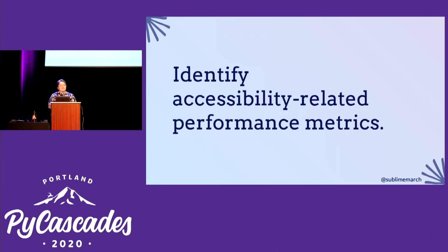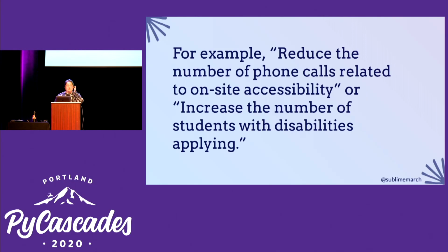I also recommend identifying accessibility-related performance metrics. That sounds so businessy. Maybe I should say find ways to evaluate accessibility. I don't know, whatever. Identify accessibility-related performance metrics. What might that be? Here are two real-world examples that I've used with my clients.